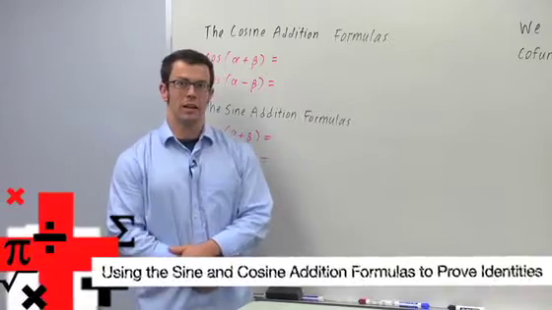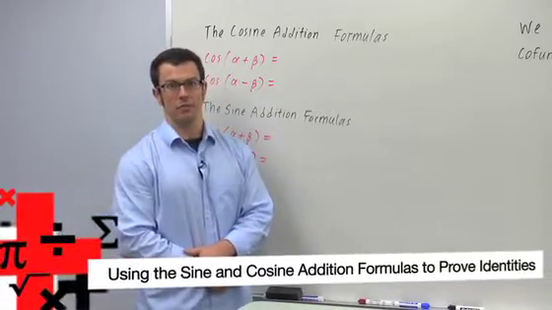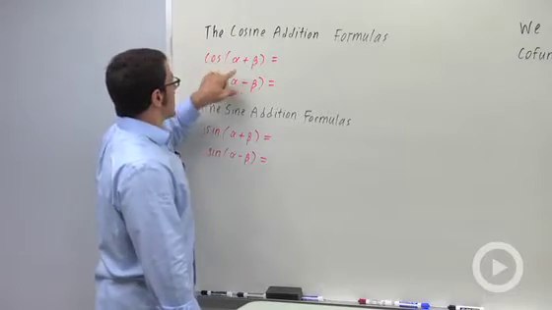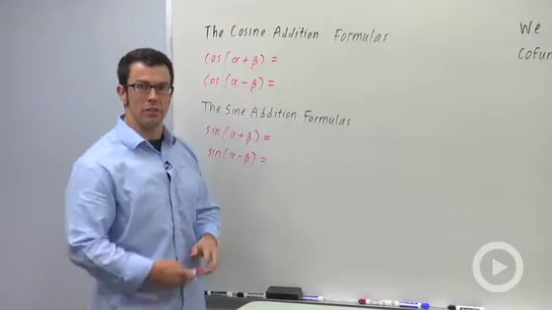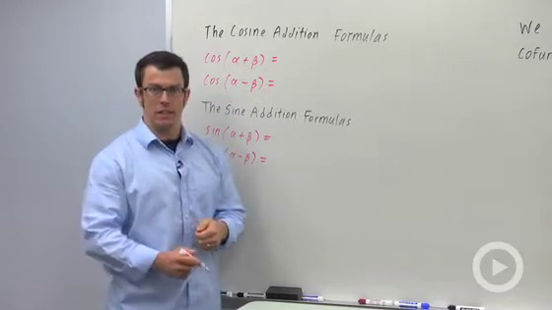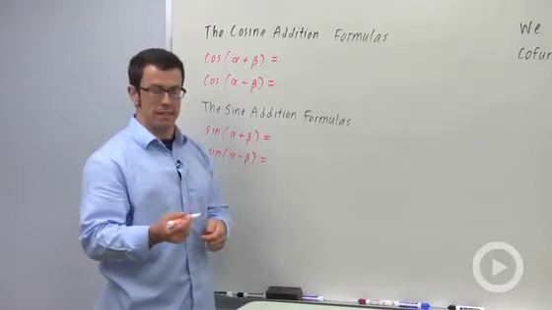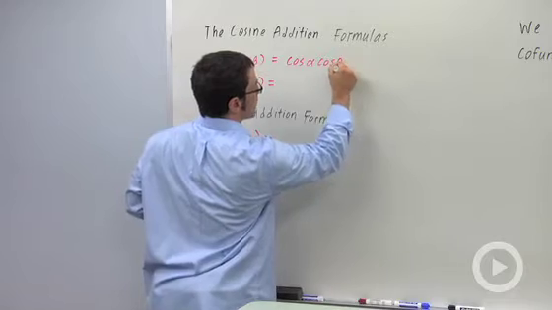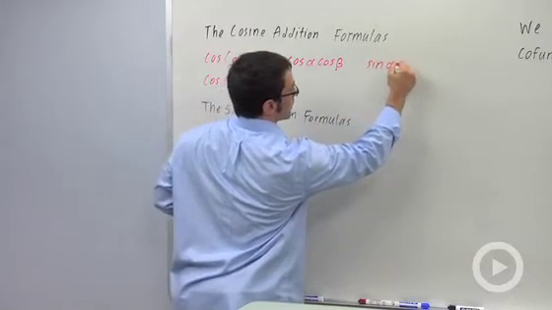Let's review the cosine addition formulas and the sine addition formulas. By cosine addition formulas, I mean both the cosine of a sum and the cosine of a difference. And remember that for both of these, it's cosine, cosine, sine, sine. Cosine alpha, cosine beta, sine alpha, sine beta.